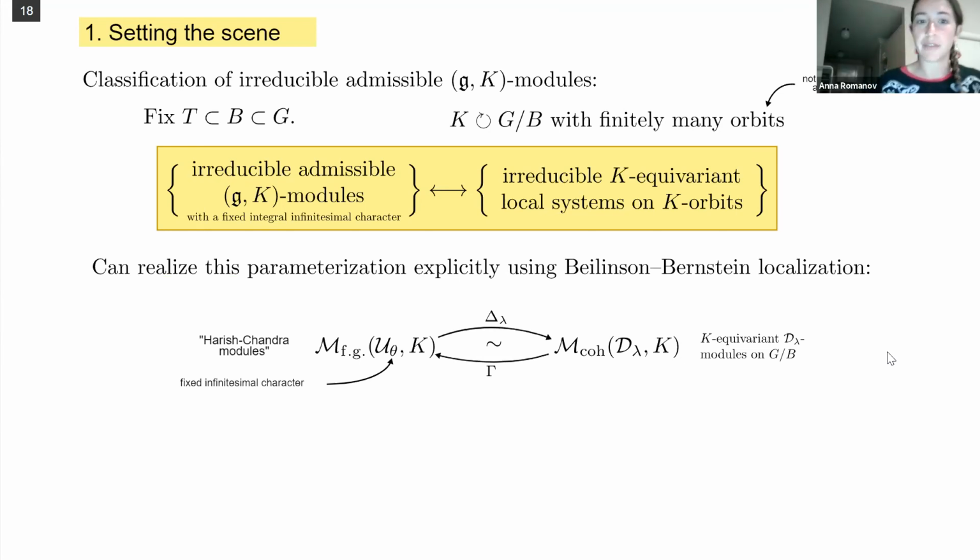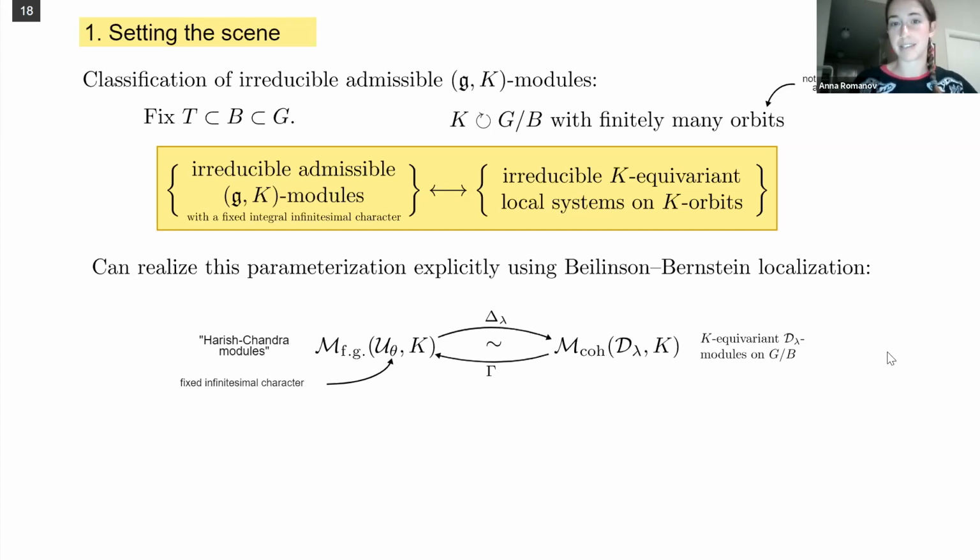So in particular, we can look at the category of Harish-Chandra modules, which are these GK modules that have some fixed infinitesimal character. And Beilinson-Bernstein localization gives us a functor, allows us to localize these and obtain certain D modules on the flag variety. And we get exactly the category of K-equivariant D modules on G mod B. And the nice thing about Beilinson-Bernstein localization is that it's not just an equivalence of categories, but we have functors in either direction that we can compute.